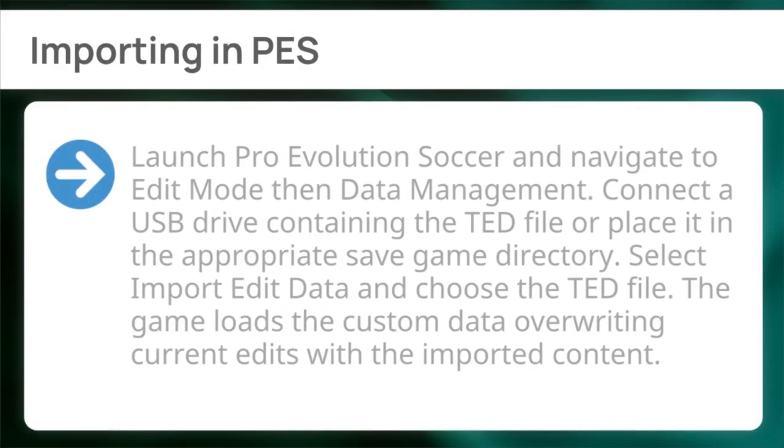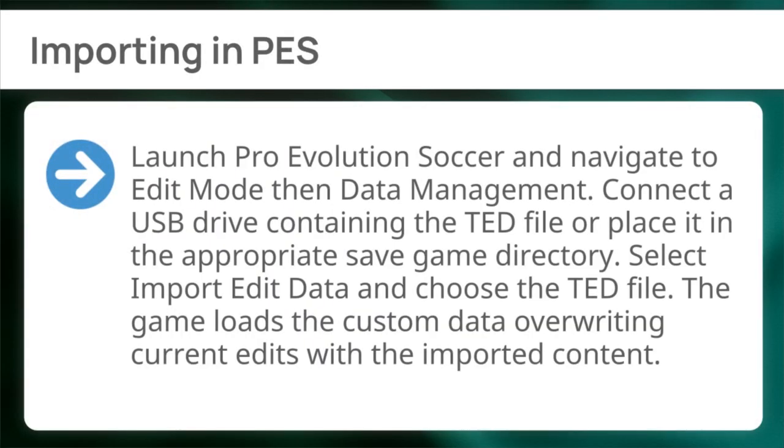First, importing in PES. Launch Pro Evolution Soccer and navigate to Edit mode, then Data Management. Connect a USB drive containing the TED file or place it in the appropriate save game directory. Select Import Edit Data and choose the TED file. The game loads the custom data, overriding current edits with the imported content.